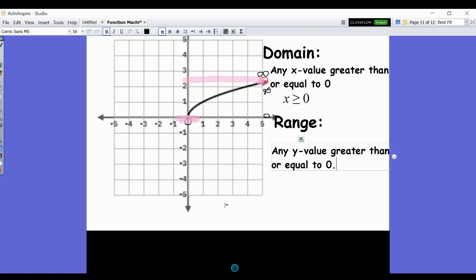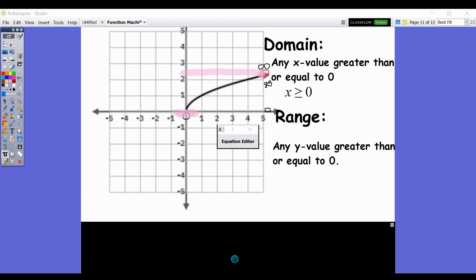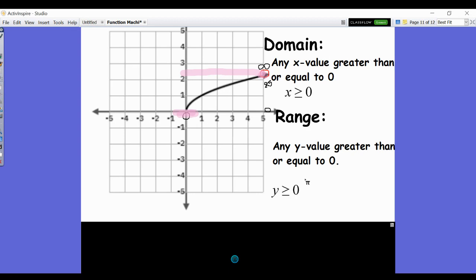And if we follow suit, x greater than 0 kind of meant the same thing. So I could just use the symbols: y greater than or equal to 0. And there's how I do my range.